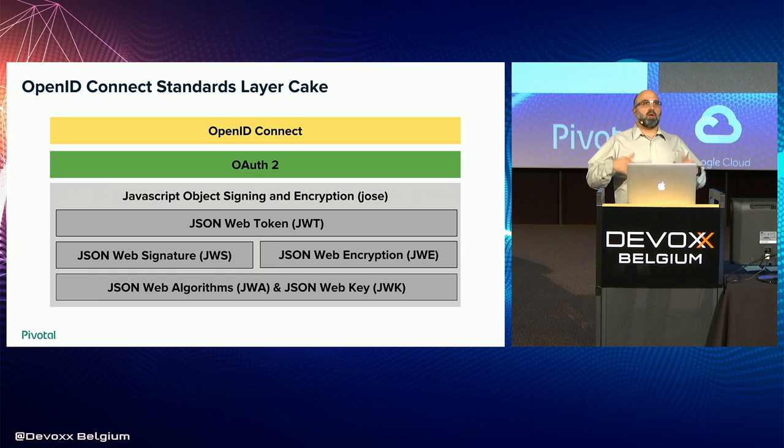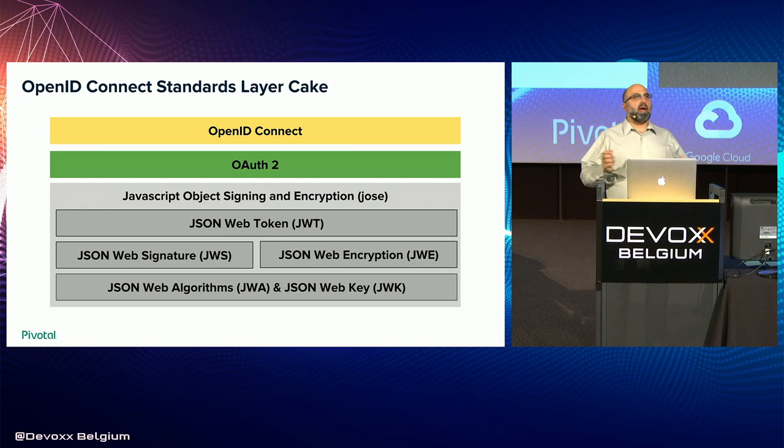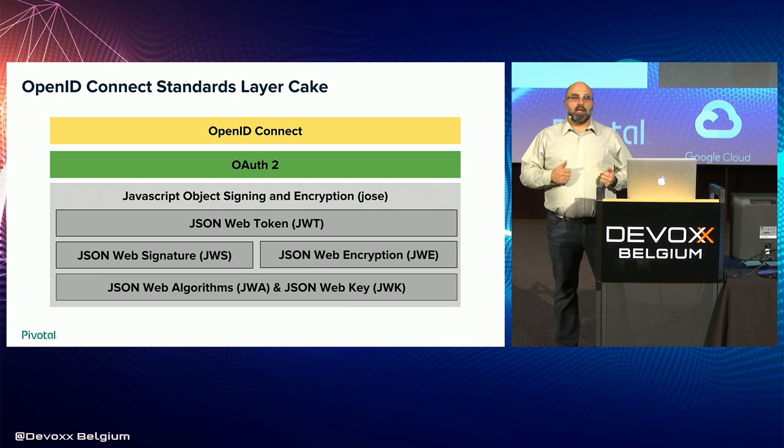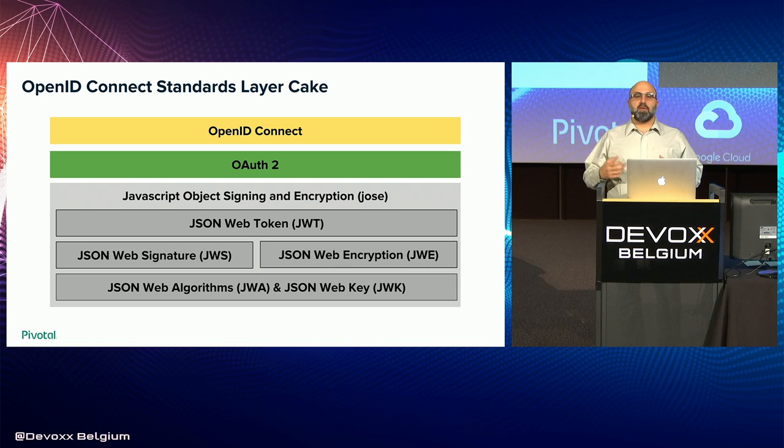So what I want to do is rapid fire go through a whole bunch of these standards, to help you understand what they are, give you the background, and how they work. It turns out that the JOSE standards are actually quite useful even outside of the context of OAuth 2 and OpenID Connect. So let's start from the beginning.